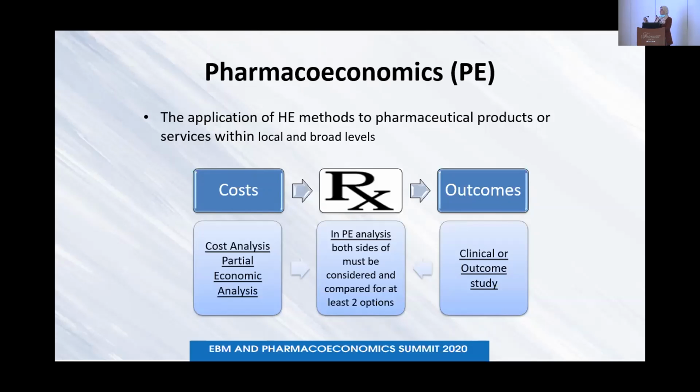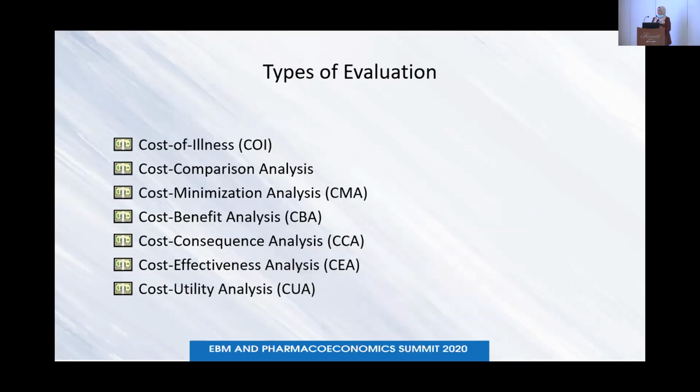Once the analysis focuses on one arm rather than the other, it is called a partial analysis. It might cover just the cost, and then we call it a partial economic analysis, or it might focus on the outcomes only, and we call it just a clinical or outcome study.